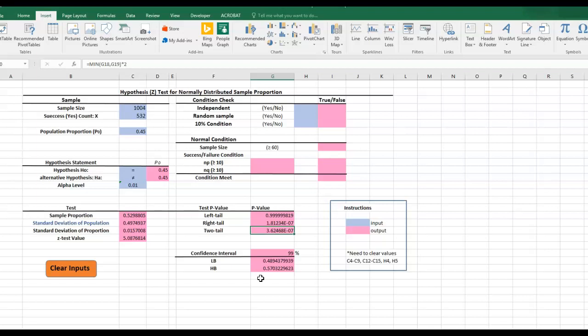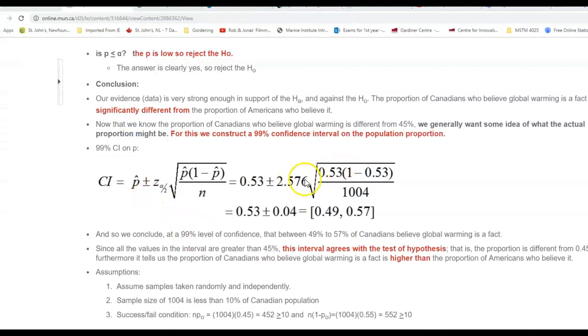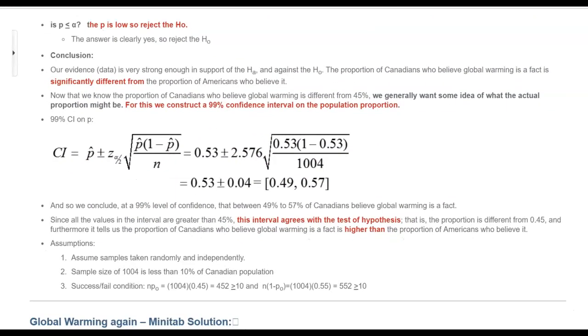So we can see the p-value is really small, and we switch back to the notes. This is our conclusion: because the p-value is 0.000, which is smaller than alpha, we reject H0, the null hypothesis, and we support the alternative hypothesis. So we have strong evidence to suggest that the proportion of Canadians who believe in global warming is significantly different from the proportion of Americans who believe it.